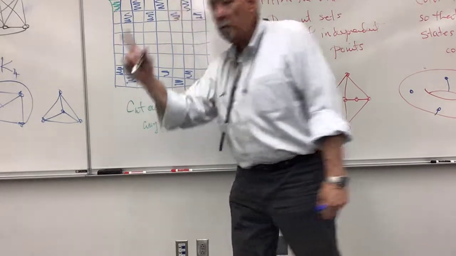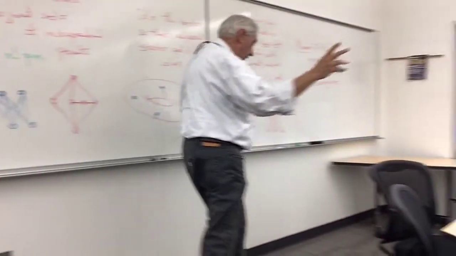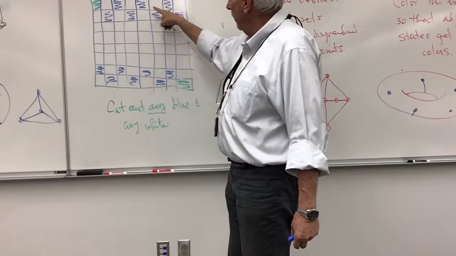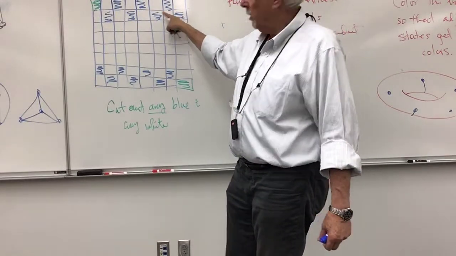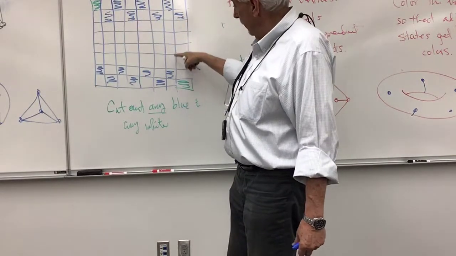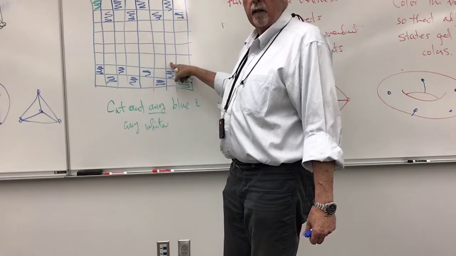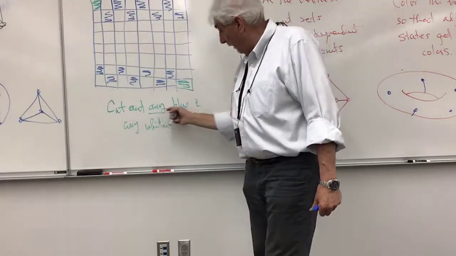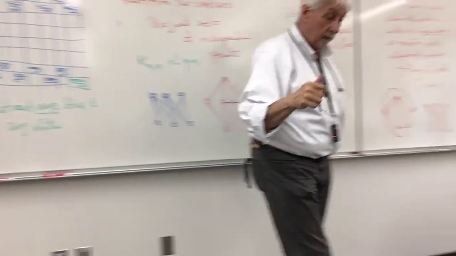So I'm going to cut out 1 blue and 1 white anywhere. So I could cut out this blue one and this white one, or this blue one and this white one. Okay? So again, I have a checkerboard, it's all colored. I'm going to cut out one blue and one white.